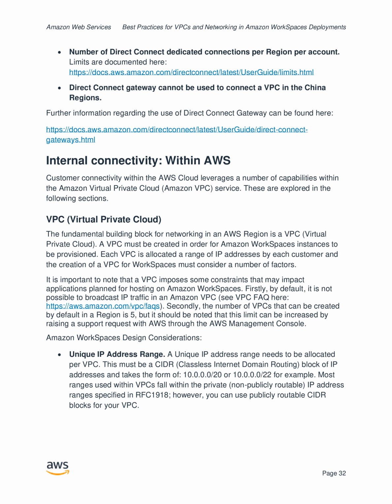Amazon WorkSpaces design considerations. Unique IP address range. A unique IP address range needs to be allocated per VPC. This must be a CIDR, Classless Inter-Domain Routing, block of IP addresses and takes the form of 10.0.0.0/20 or 10.0.0.0/22, for example. Most ranges used within VPCs fall within the private, non-publicly routable, IP address ranges specified in RFC 1918. However, you can use publicly routable CIDR blocks for your VPC.